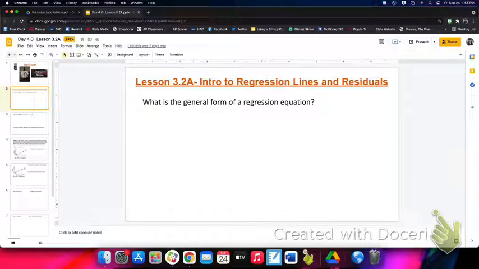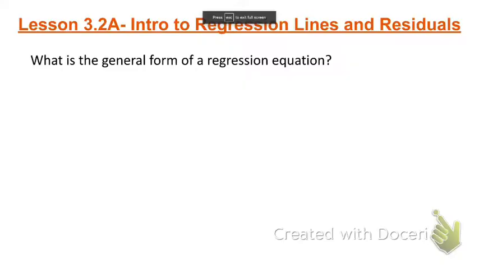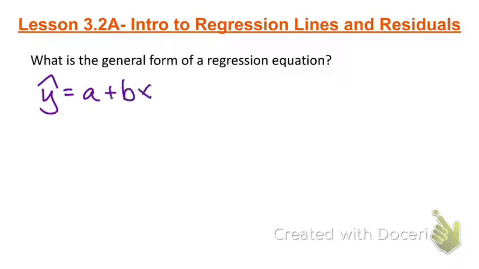So the general form of a regression equation, that's what we have just looked at. That is the general form of the regression equation. It is y hat equals a plus bx. And as you guys have already said, that looks very similar to y equals mx plus b.